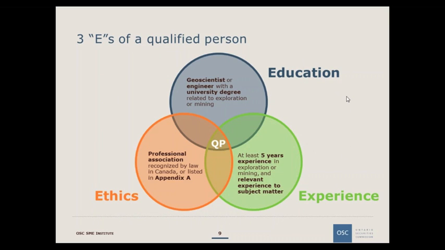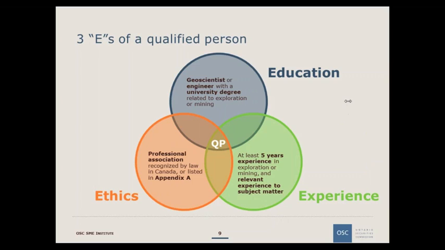Speaking about the QP, you can think of the QP being sort of the 3 E's of a qualified person. Again, the qualified person plays a key gatekeeper role in 43-101. The first 2, the education and ethics components, are really yes/no answers. So education, you need to have a university degree in geoscience or engineering related to mining. And ethics, you need to be a member of a professional association that's referred to in NI 43-101. The third is the self-test. This is the experience, or more specifically, the relevant experience. And we'll talk a bit more about that on the next slide.